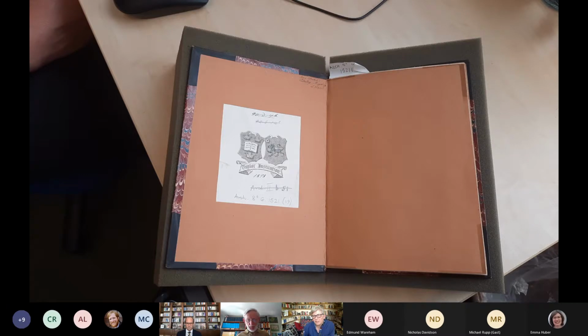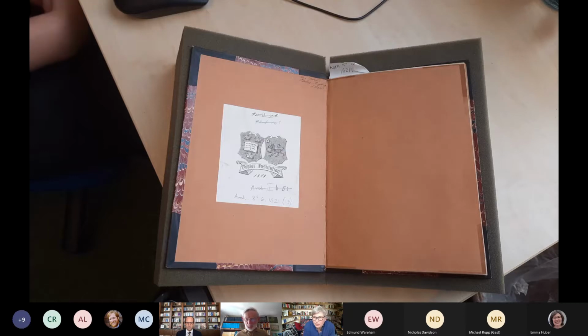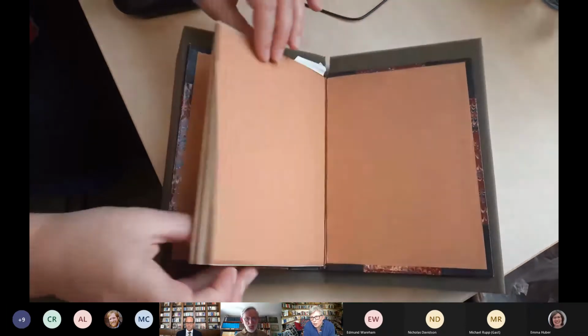So you see the Taylor Institution ownership mark at the beginning, also that it changed shelf throughout its life. You see the crossed out shelf marks. But it's not one of the first pamphlets. The first batch of pamphlets was bought in the 19th century, while the glued-in auction catalogue entry at the very back shows that it was later bought.